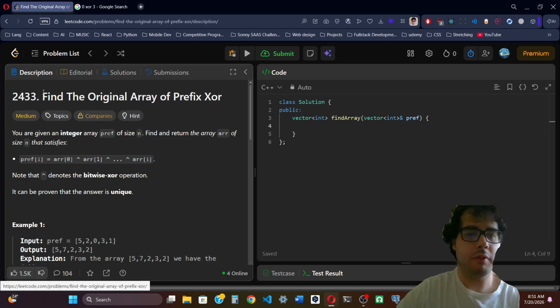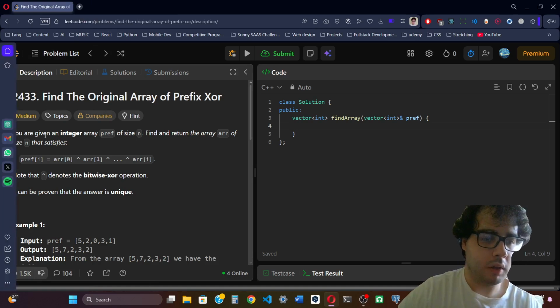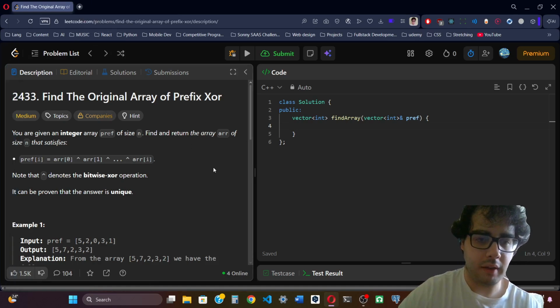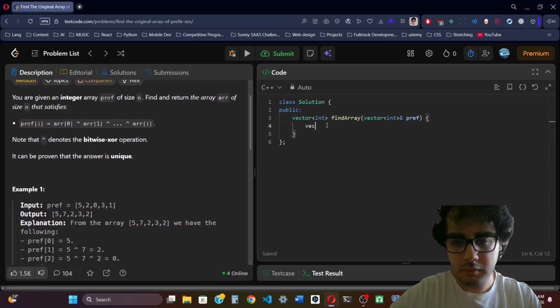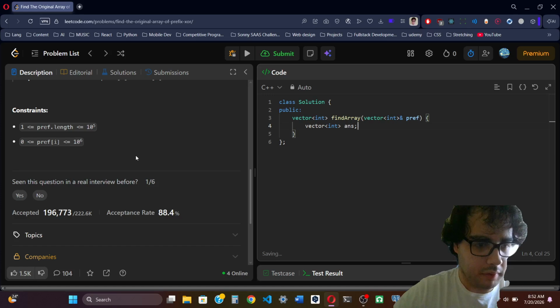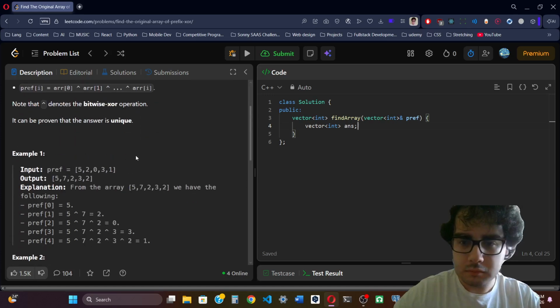So today we have this one: Find the Original Array of Prefix XOR. You are given an integer array pref of size n. Find and return the array that satisfies this condition. Note that this denotes bitwise XOR. It can be proven that the answer is unique. Okay, and the answer size is at least one.